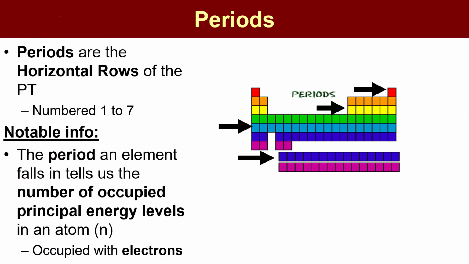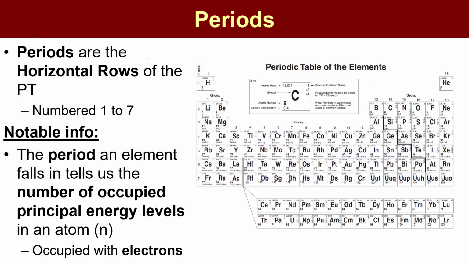So your periods are the horizontal rows of the periodic table, and if you look down at your New York State periodic table, they are numbered 1 through 7, and I could see those numbers that are here. Now you'll notice on the right hand side of your periodic table, I actually don't have any numbers labeled there. It would be helpful for you guys to write those in to help you figure out what period an element is in just at a glance.